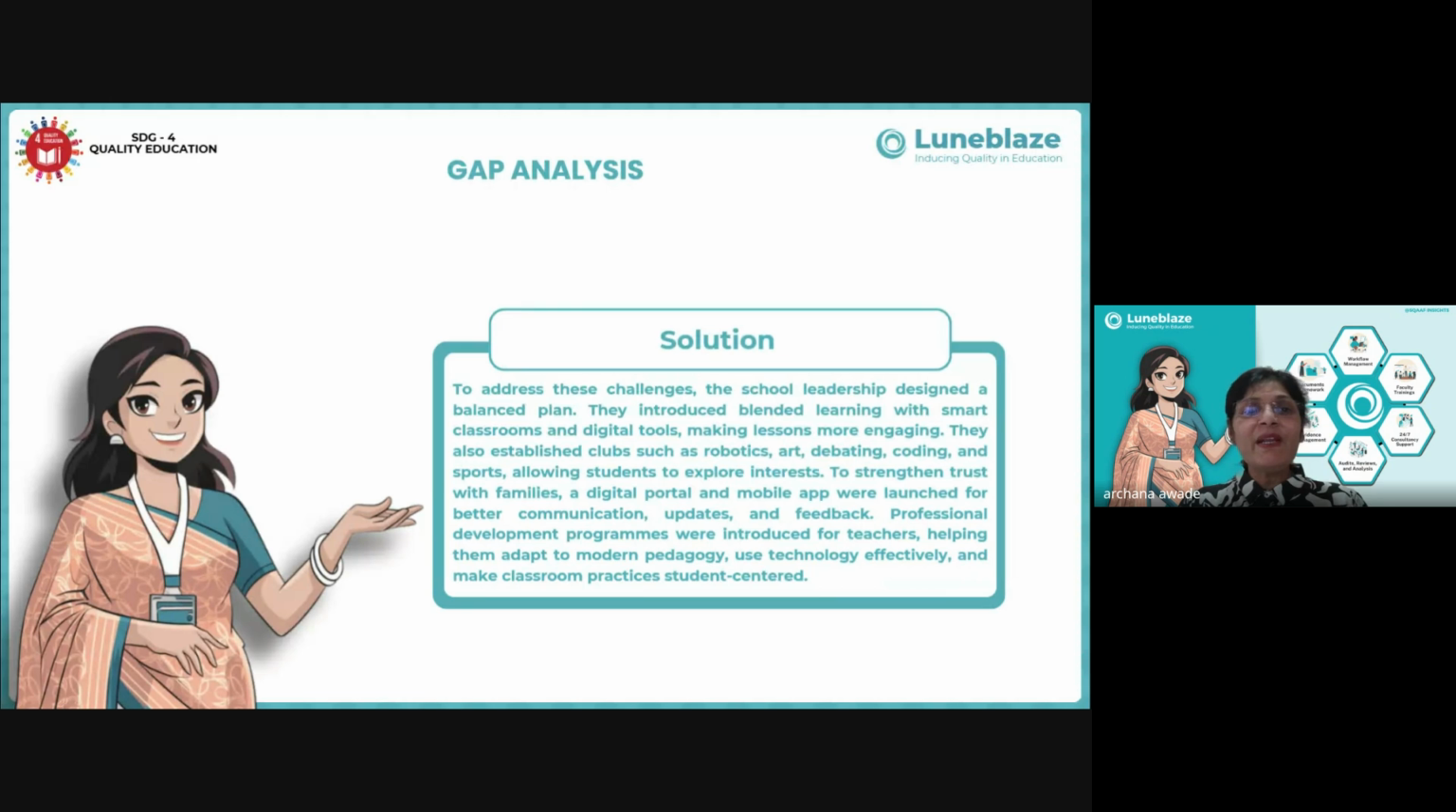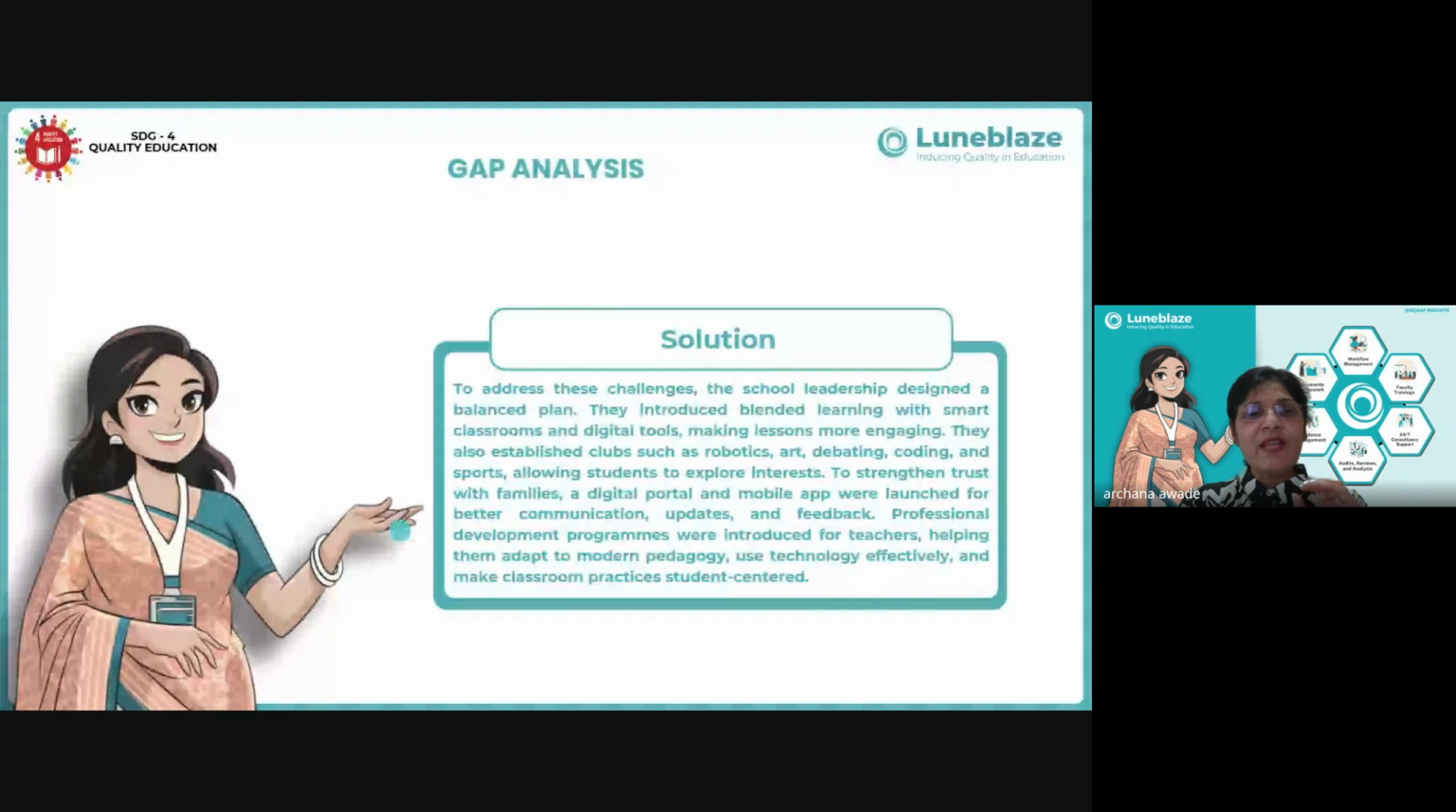Then for holistic development, they introduced clubs like robotics club, art club, debating club, coding club, and sports club, so that there is overall development of the children. They built stronger parent trust through digital portals and a mobile app for updates and feedback. So the communication channel also improved. Then they initiated teacher growth through professional development workshops for modern 21st century pedagogies and use of technology in the classroom. So this was the solution for that case study, where we found the weak areas of that school.